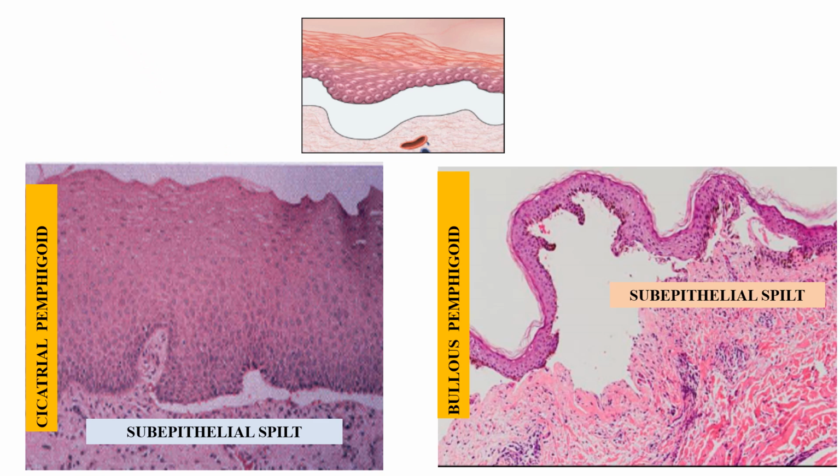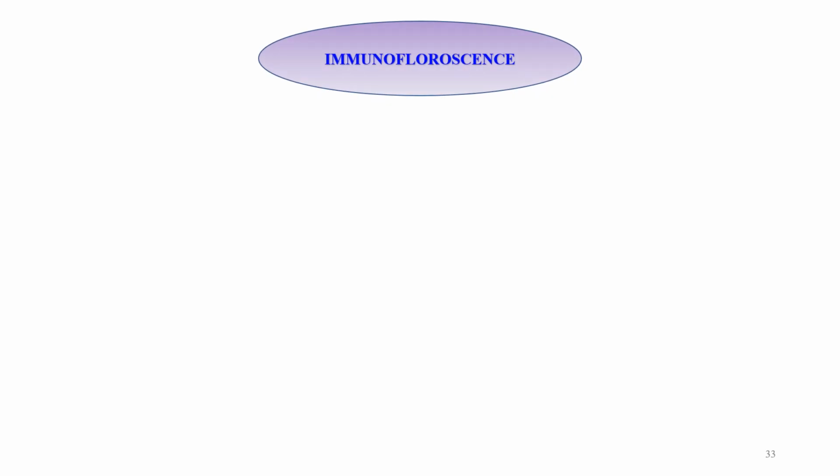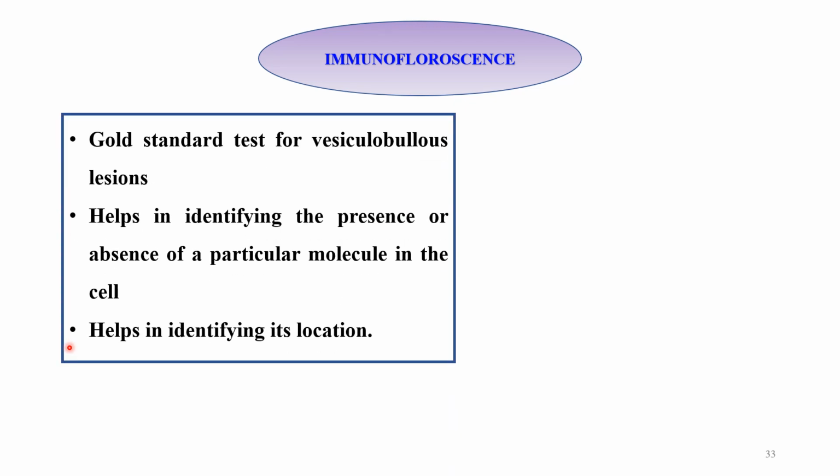So moving on to the immunofluorescence technique. Immunofluorescence is a very valuable adjuvant for clinical and histopathological diagnosis. It acts as a gold standard test. It helps in identifying a particular molecule instead of staining the whole tissue in the histopathological section. So identifying a particular molecule helps in noticing whether this molecule is present or absent, and if it is present, where exactly it is located.